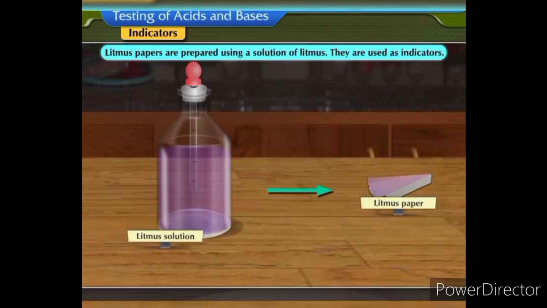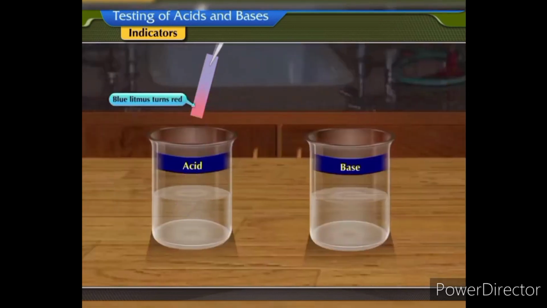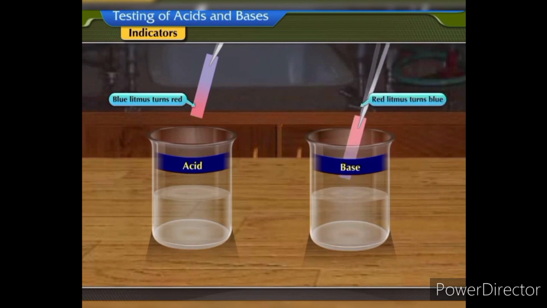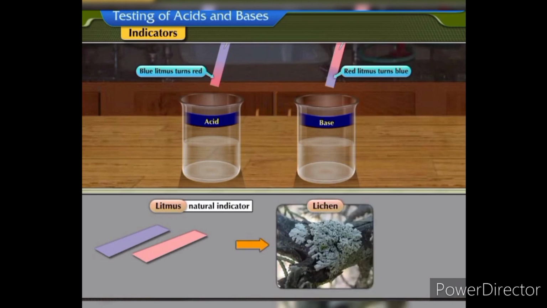Litmus papers are prepared using a solution of litmus. They are used as indicators. Acids turn blue litmus red and bases turn red litmus blue. Litmus is a natural indicator. Litmus is obtained from a plant named lichen, which belongs to the division Thallophyta.